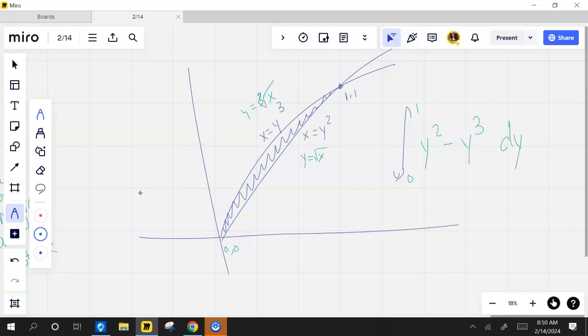1/3 y cubed. Yeah. I can't do this all day. But yeah, it's 1/12. Easy, kind of.